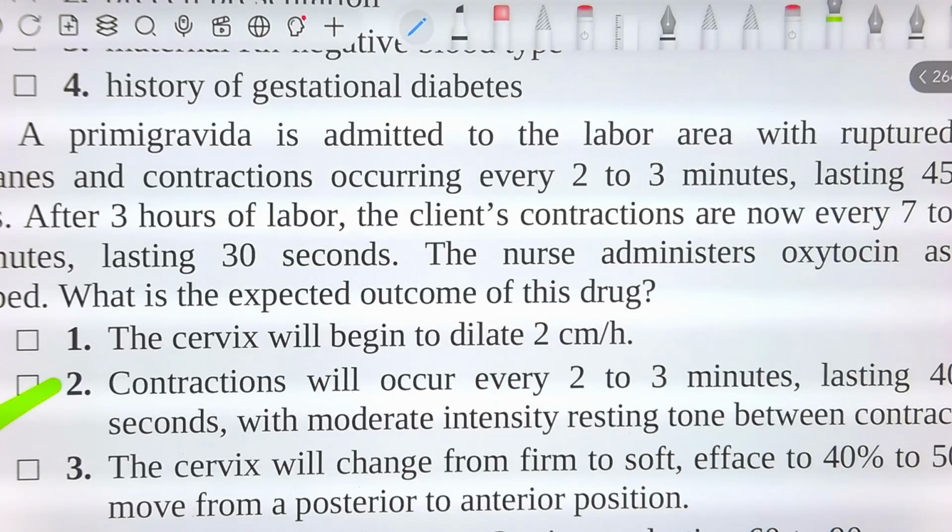Answer number 2 will be the correct. Contractions will occur every 2 to 3 minutes, lasting for seconds with moderate intensity, resting between contractions.